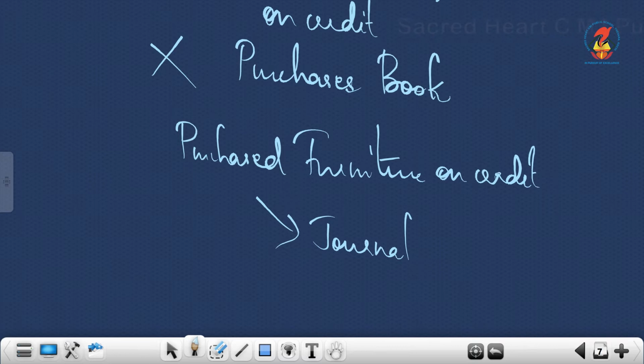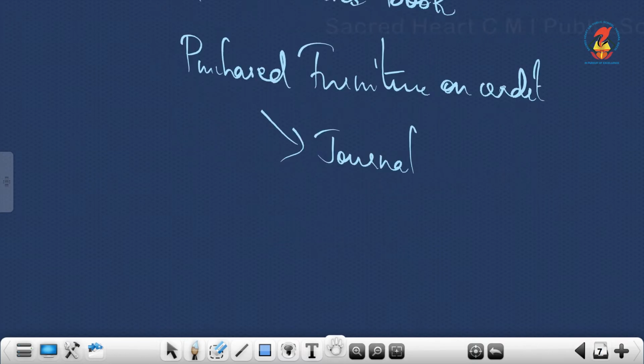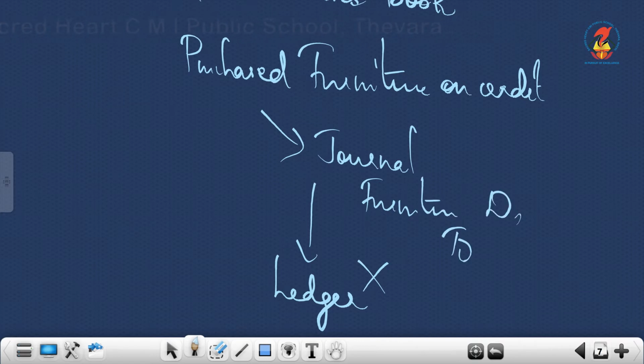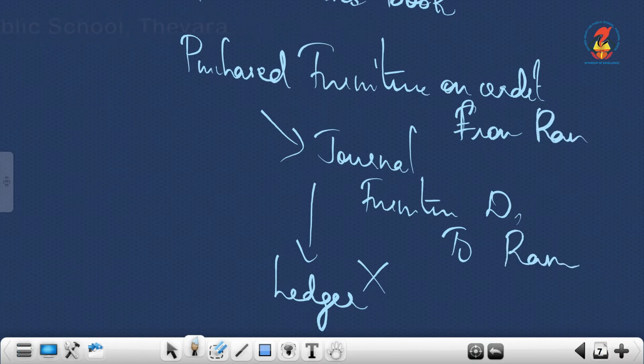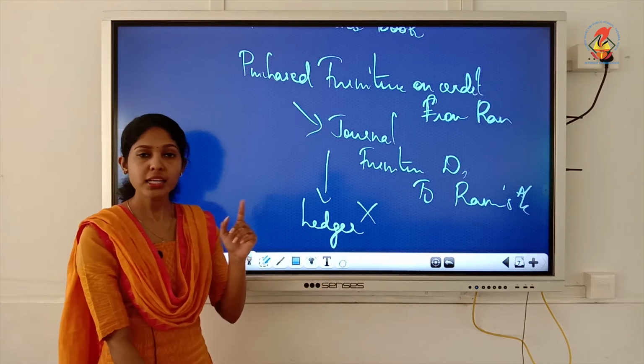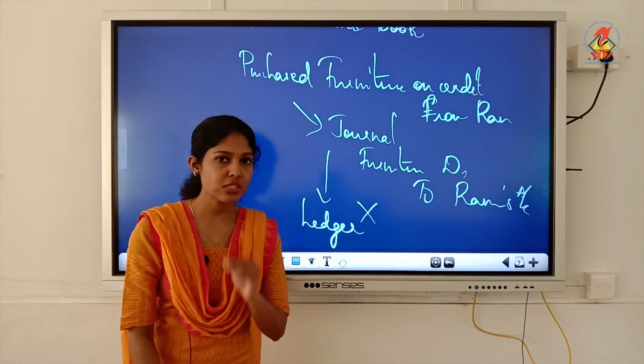Okay? Suppose you recorded it in journal but not posted to ledger. The entry is actually furniture account debtor to, suppose it is purchased from Ram. So, furniture account debtor to Ram's account will be the journal entry. You recorded the entry in journal but omitted to post it into ledger. That is again error of complete omission.